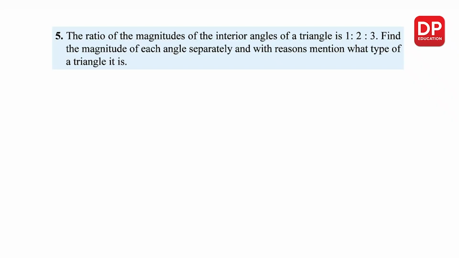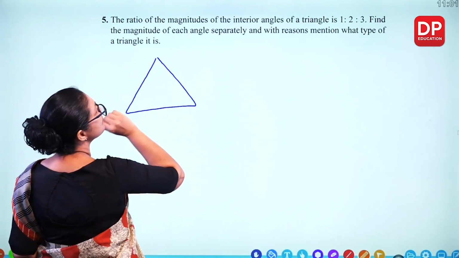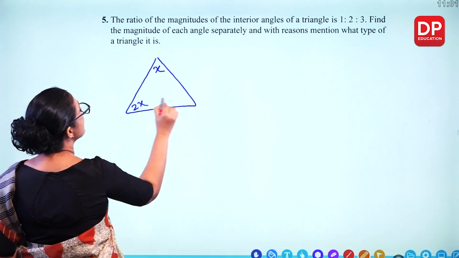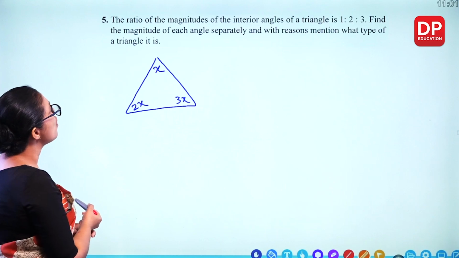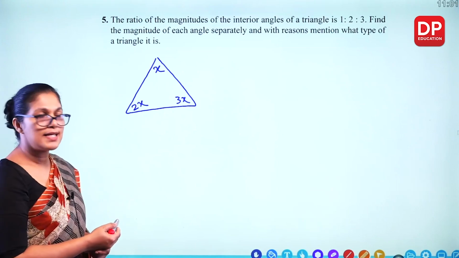Question number 5. The ratio of the magnitudes of the interior angles of a triangle is 1 to 2 to 3. I can use x, 2x and 3x. Find the magnitude of each angle separately and with reasons mention what type of a triangle it is.